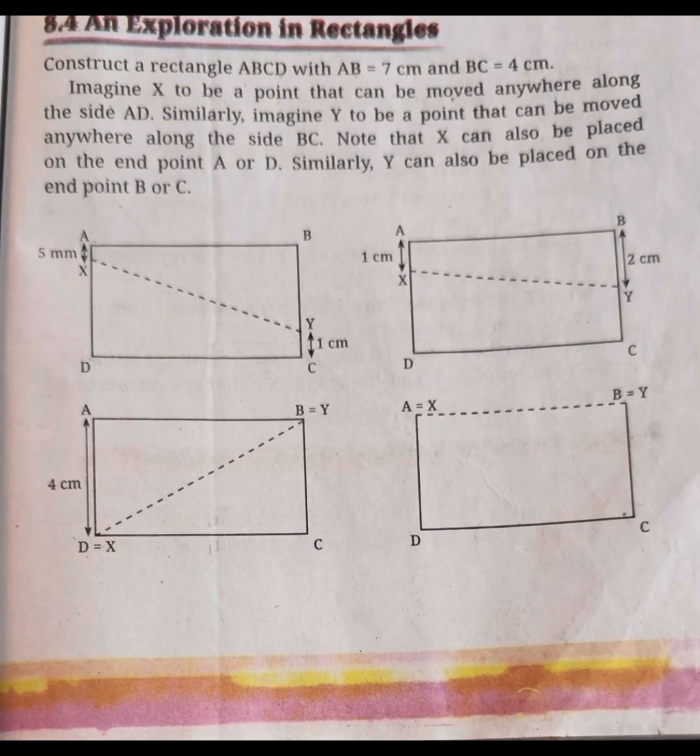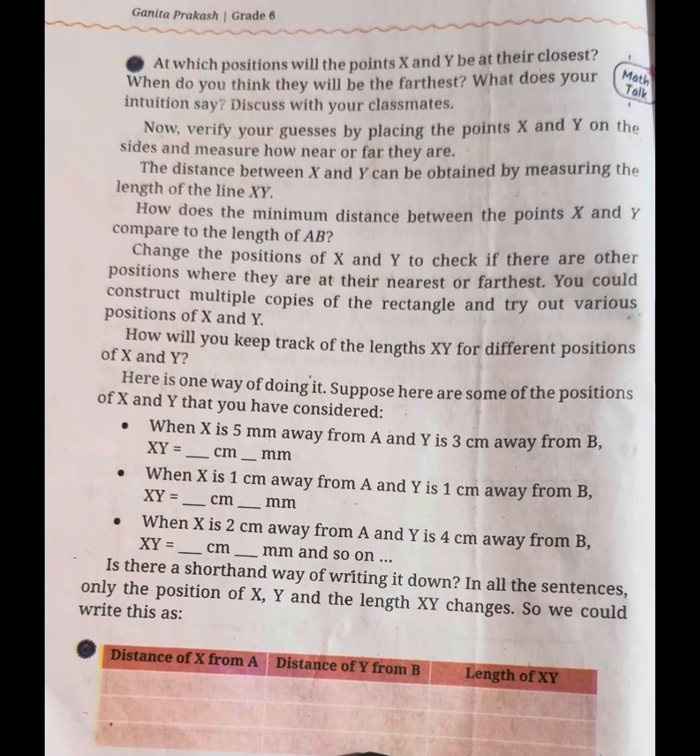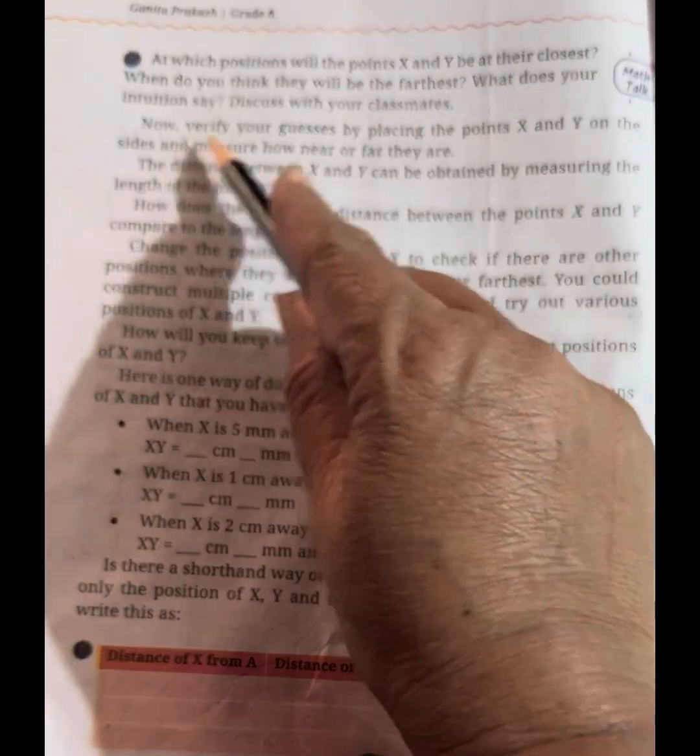So let us try to answer those questions. At which positions will the points X and Y be at their closest? When do you think they will be the farthest? What does your intuition say? Discuss with your classmates, right? So looking at the four previous pictures, you can guess that if you see the fourth picture where X is on A and Y is on B, right? At that, they seem to be closest. And farthest, when X is at D and Y is at B, they seem to be farthest, right?